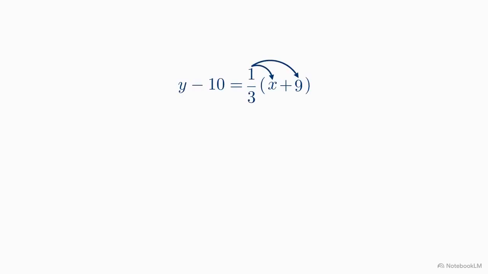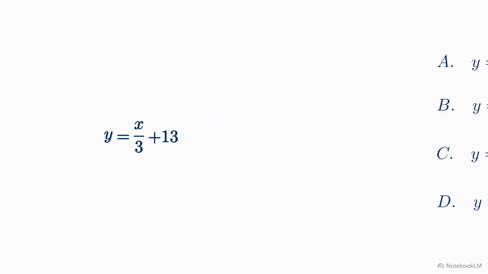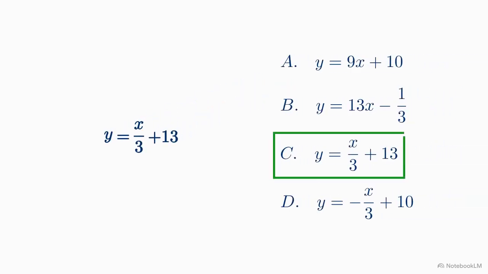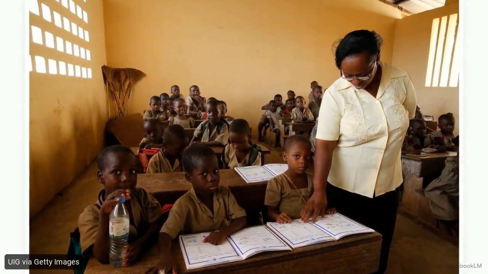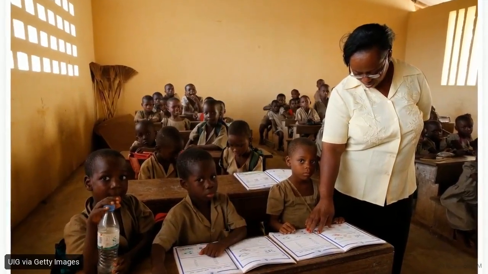We distribute the fraction to get x/3 plus 3. To isolate y, add 10 to both sides to maintain balance. 3 plus 10 is 13. Our final equation, y equals x/3 plus 13, matches option C perfectly. Executing these algebraic steps guarantees you have the right answer, entirely removing the need to guess.